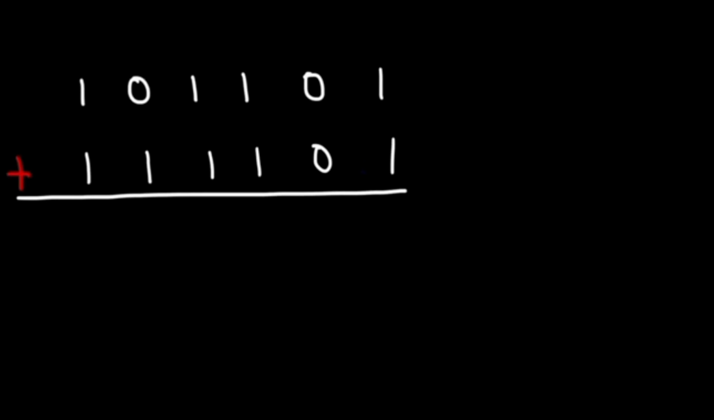So let's start from the first column on the right side and work our way towards the left. 1 plus 1, we know that it's going to give us 0, but we need to carry over a 1 to the next column.